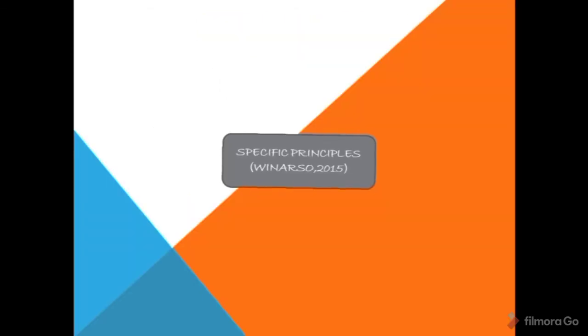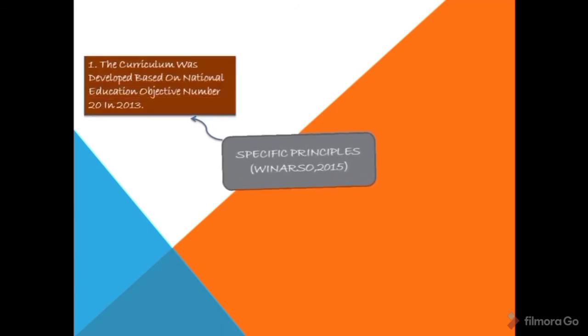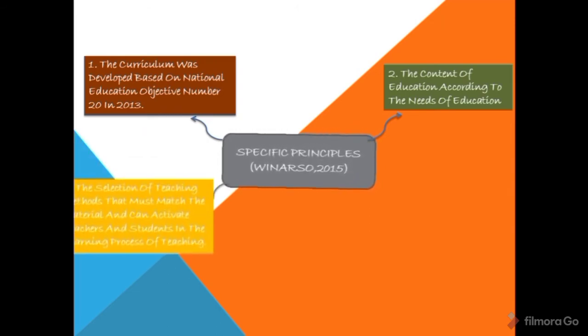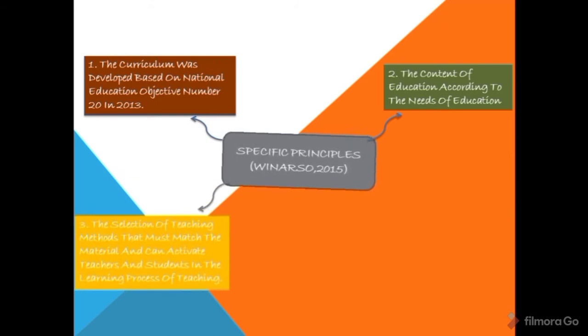The specific principles of curriculum implementation according to Winnerso 2015 are, first, the curriculum was developed based on National Education Objective number 20 in 2013. Secondly, the content of education is according to the needs of education, such as special and simple learning outcomes. The learning content contains knowledge, attitude and skills, and the content of the curriculum must be logical and systematic. Third, the selection of teaching methods must match the material and activate teachers and students in the teaching learning process.